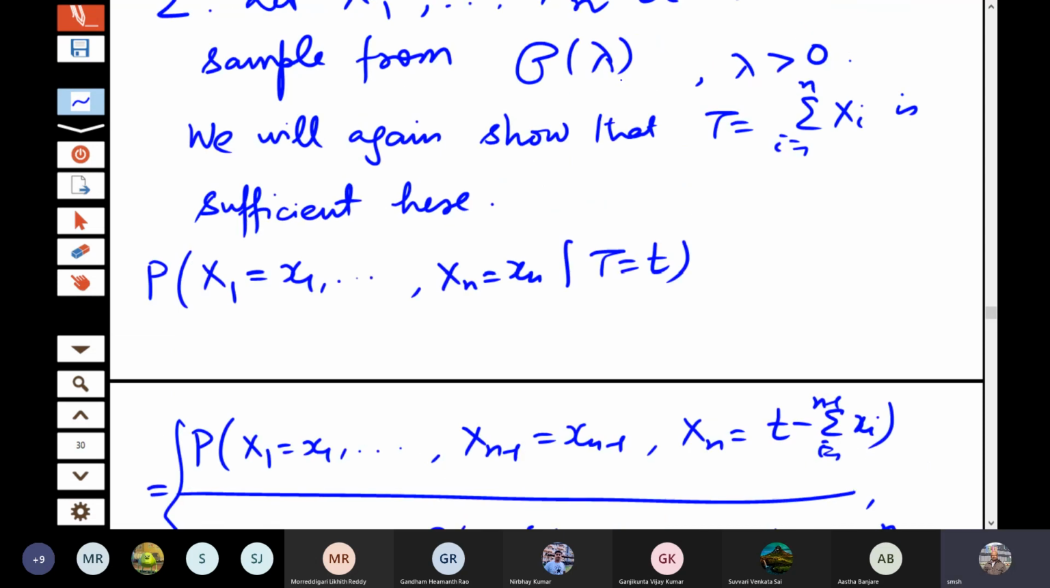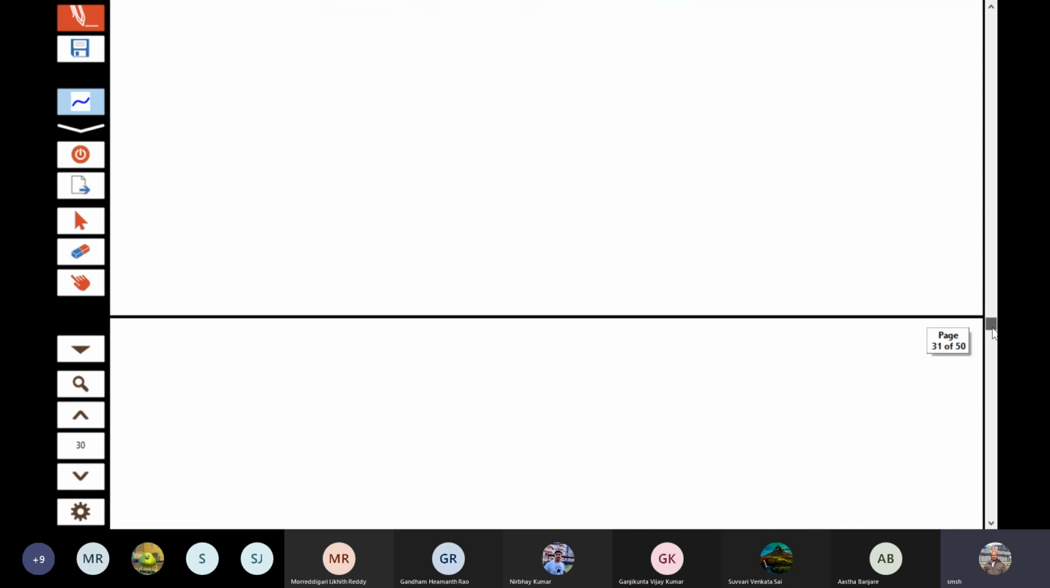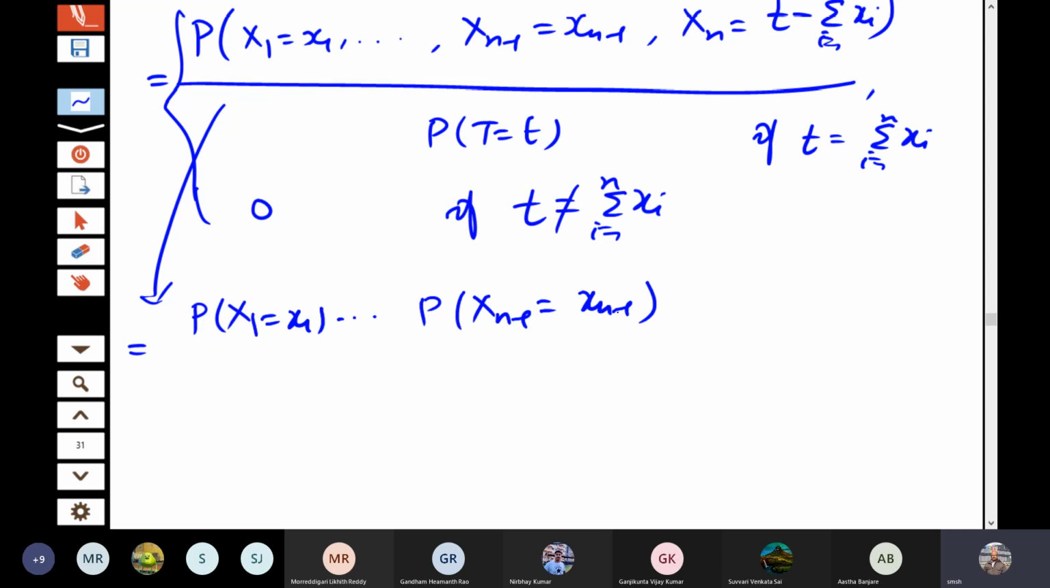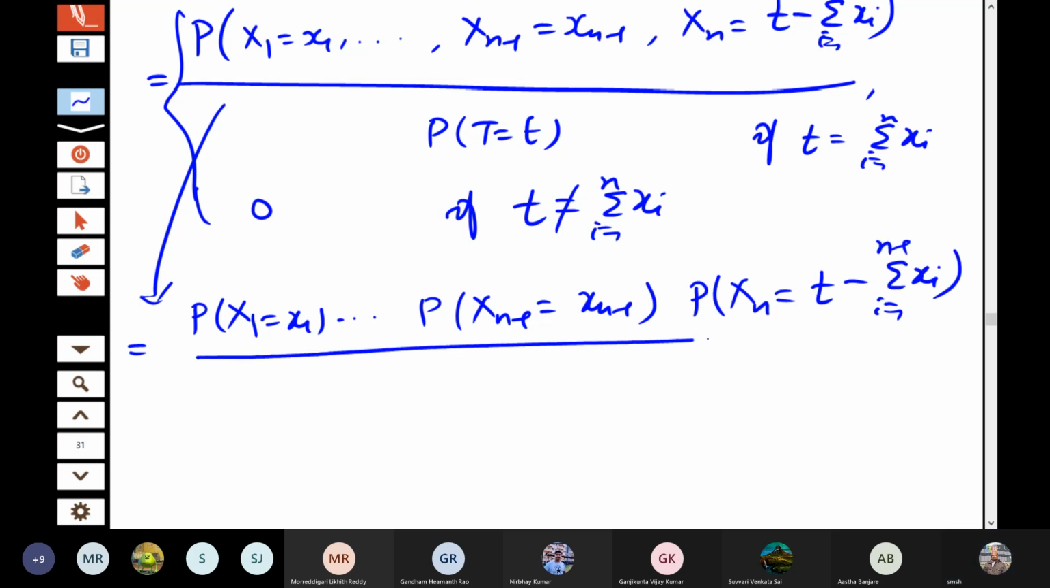If X1, X2, Xn are Poisson lambda, what is the distribution of sigma xi? Poisson is additive, so this becomes Poisson n lambda. And X1, X2, Xn are independent, so this becomes a product here. I am writing the first term only: probability X1 equal to x1 and so on, product probability Xn minus 1 equal to small xn minus 1, probability of Xn equal to t minus sigma xi, i equal to 1 to n minus 1, divided by probability T equal to t.